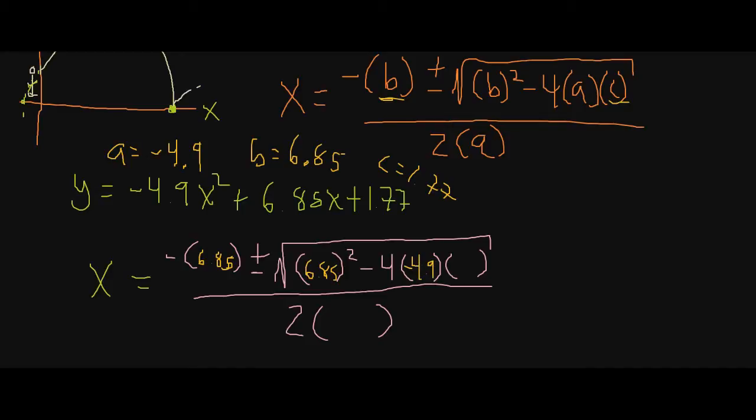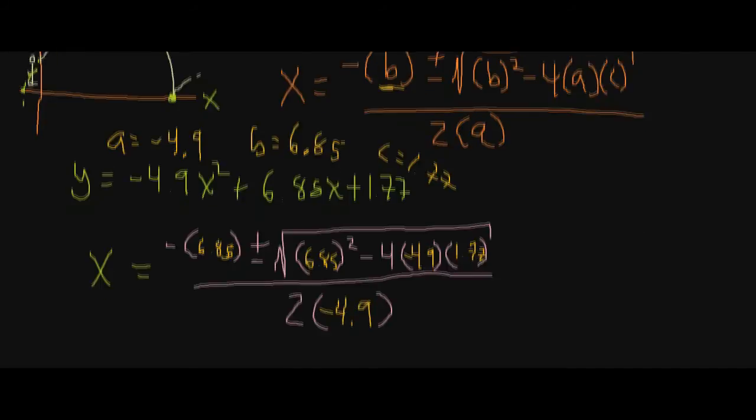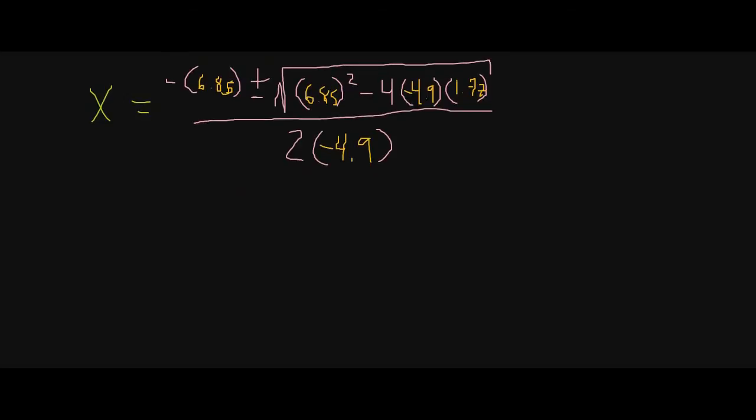And my c, well, this is c, so this is 1.77. All divided by 2a, well, 2a was negative 4.9. All right, now that we have this information here, let's go ahead and simplify this further. So now we're just going to get x is equal to negative 6.85, right, plus or minus the square root.